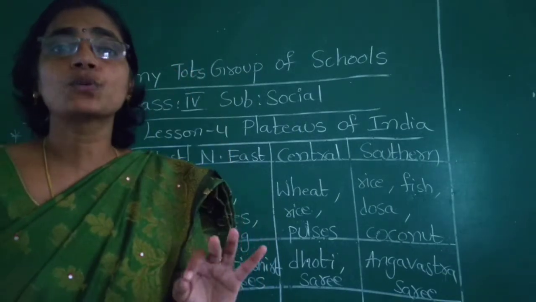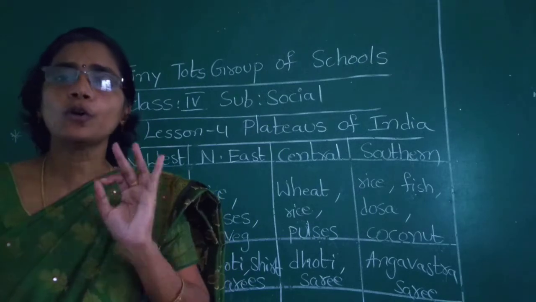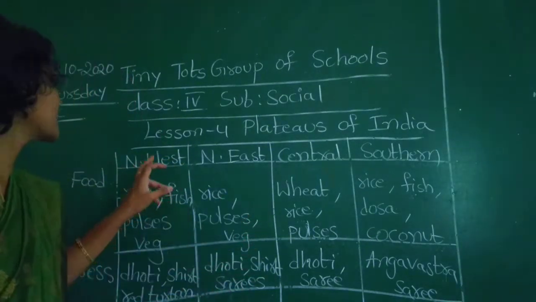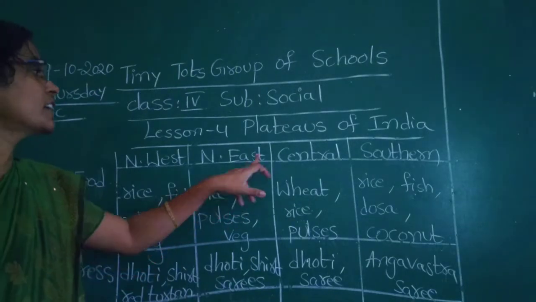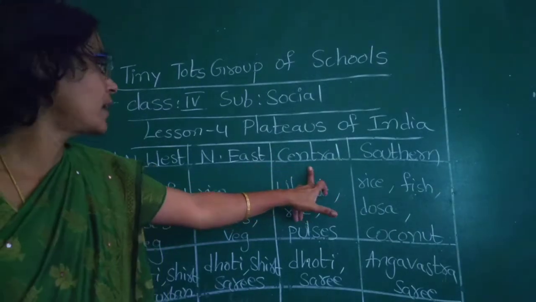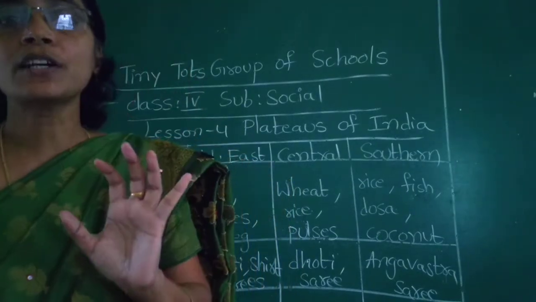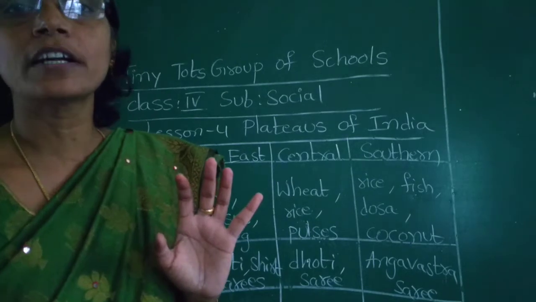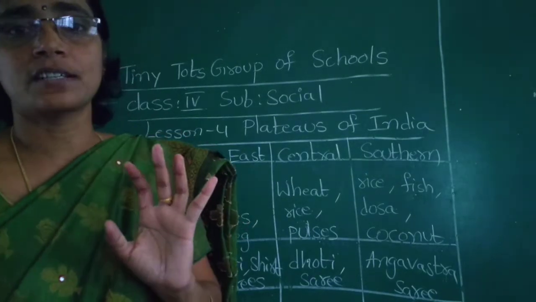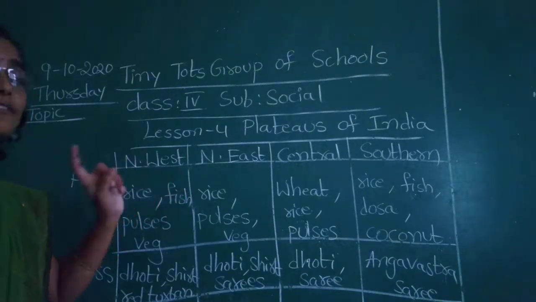The life in the plateaus is divided into four parts. One is the northwest region, second is northeast region, third is central part, and fourth is southern part. So our plateaus are divided into four regions. Now I am going to explain about the northwest part.